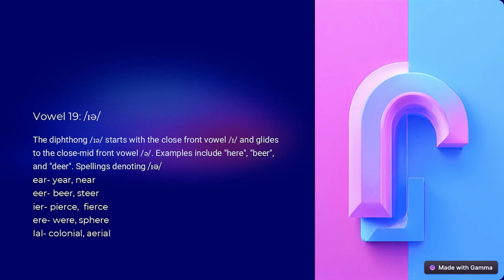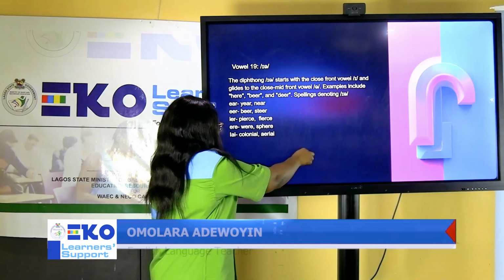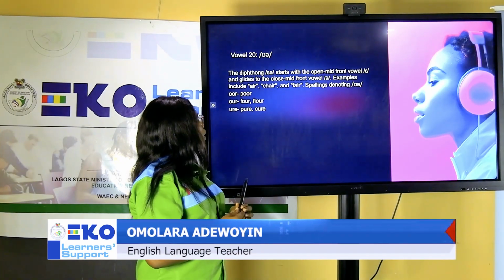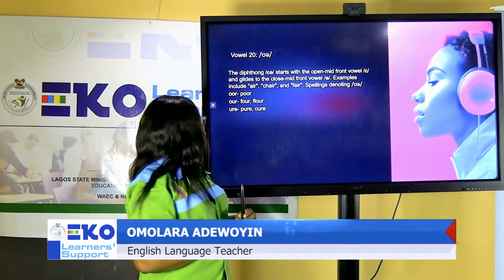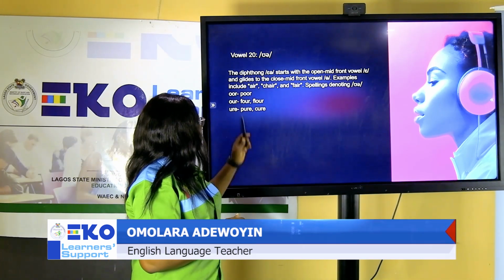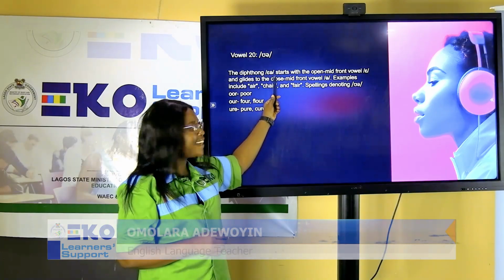We have pierce, fierce, wear, sphere, colonial, aerial, not aerial, aerial. Good. Let's move on to the last diphthong. The diphthong, how is it pronounced? Can you guess?